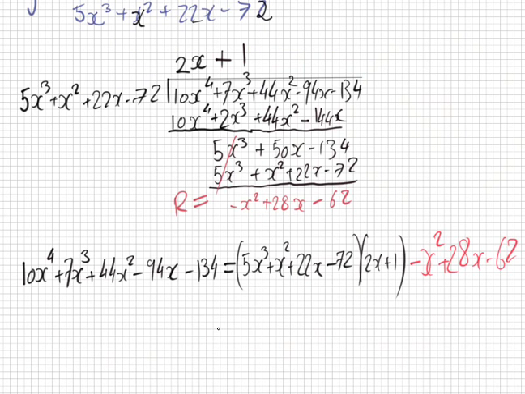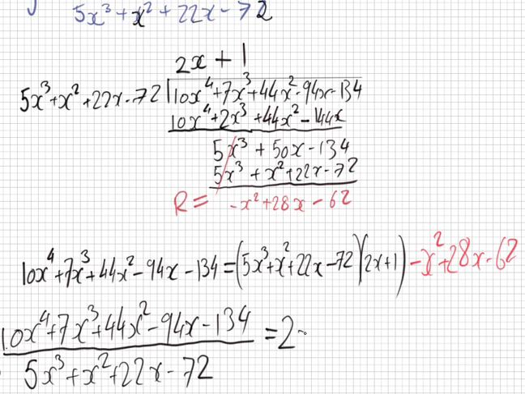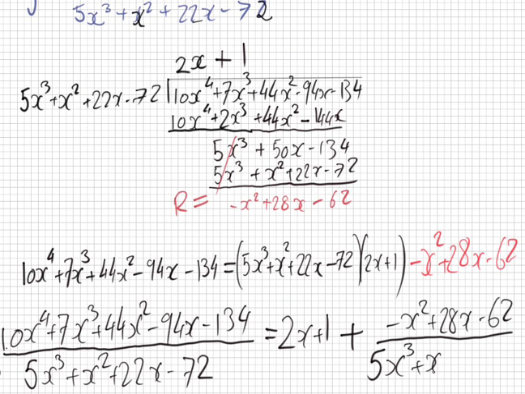Alright, what I do next is I divide by the cubic. So when I divide here by the cubic, I get 10x^4 plus 7x cubed plus 44x squared minus 94x minus 134 all over 5x cubed plus x squared plus 22x minus 72 equals 2x plus 1 plus minus x squared plus 28x minus 62 over the cubic as well, 5x cubed plus x squared plus 22x minus 72.